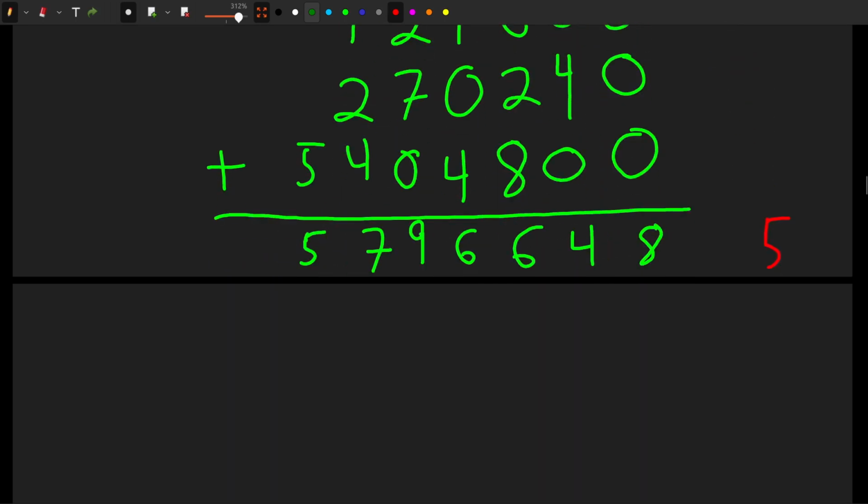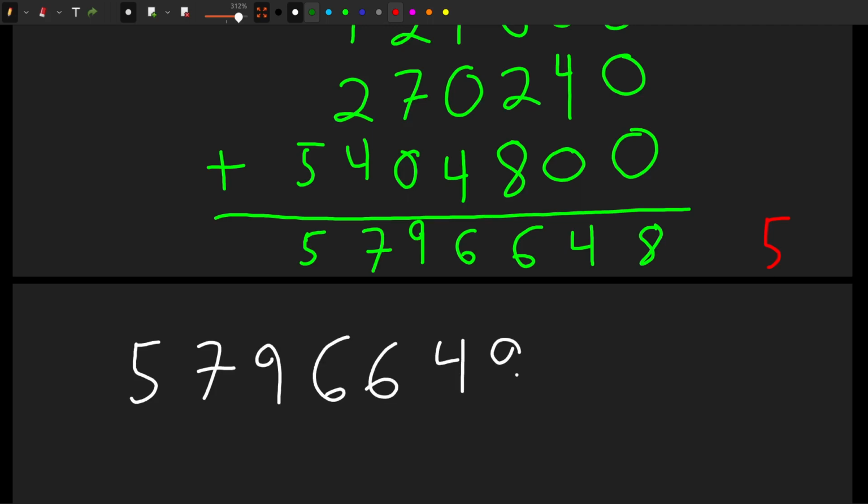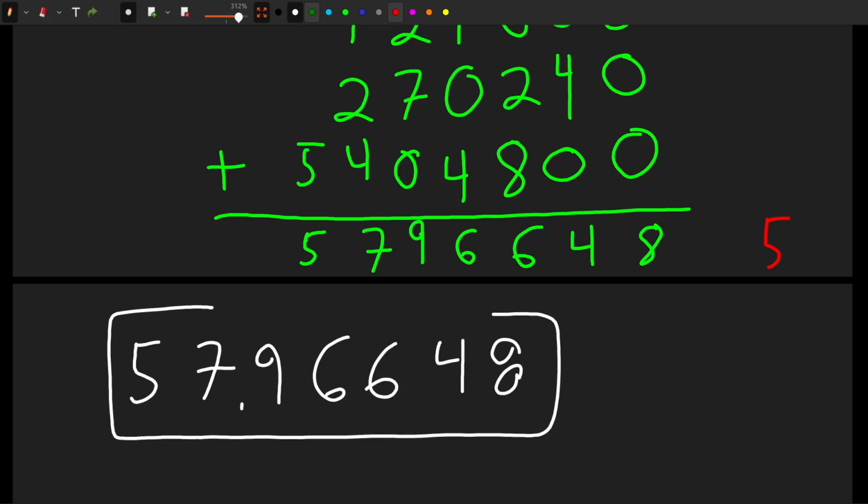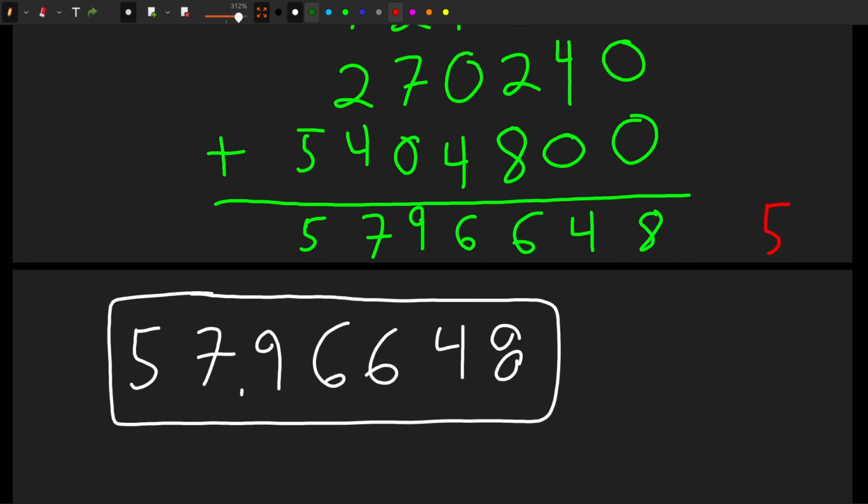Okay. So my answer, I'm going to write out my number first. I'm going to get 5, 7, 9, 6, 6, 4, 8. I'm going to have 5 decimal places, so it's going to be 57. And what was that? 96,648 hundred thousandths? Tenths, hundredths, thousandths, ten-thousandths, hundred-thousandths. Yes. Also known as 57.96648. Yep. There's your answer. All right.